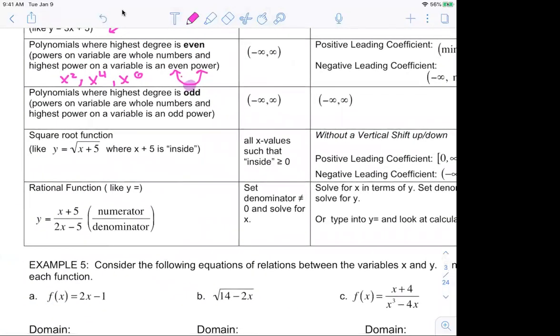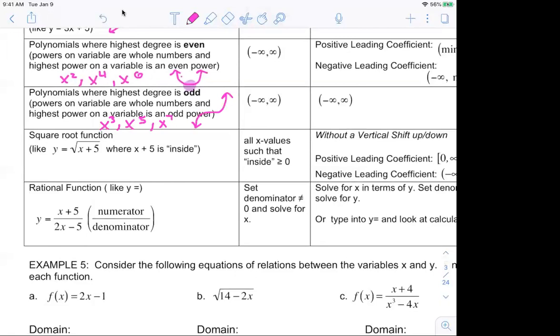Polynomials where it's an odd degree, so like x cubed, x to the fifth, x to the seventh, etc. The domain and range are both going to be negative infinity to infinity. And those graphs look something like this, but notice they go from left to right, they're going to continue. And from the bottom to the top, they're going to continue. There's no maximum or minimum value there.